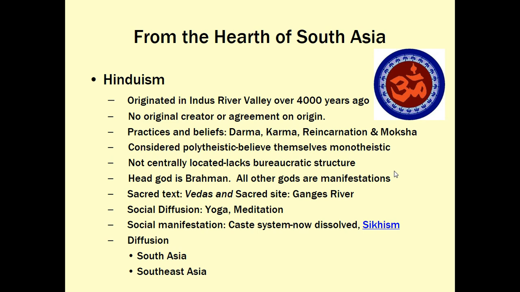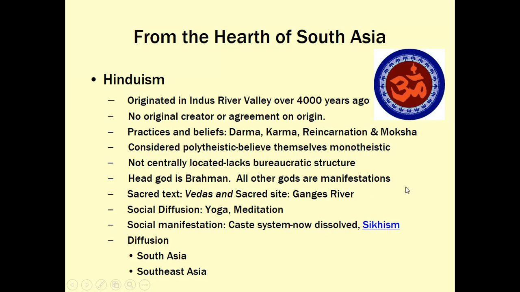How am I looking at these gods? And how are you telling me that there's over 1 million Hindu gods? Because anybody can create their own god and have it be accepted in the Hindu faith. And how is that monotheistic? And the answer is, as I wrote right below that, not centrally located, lacks bureaucratic structure. Right below that, you see head god is Brahman. All other gods are manifestations.